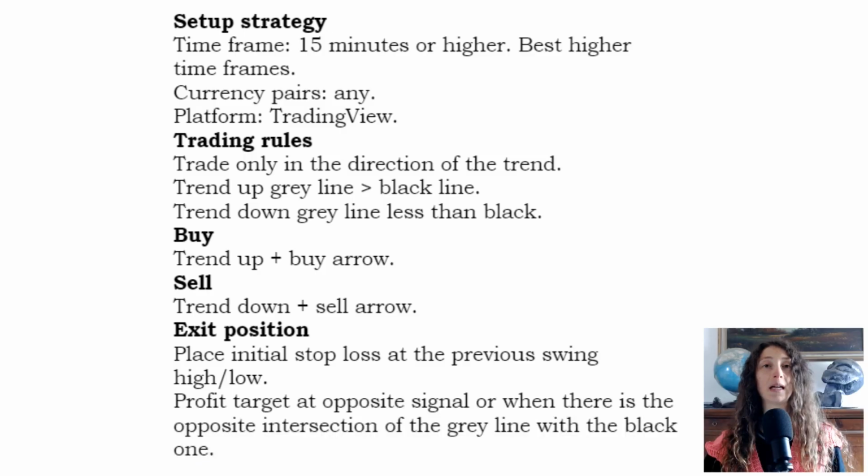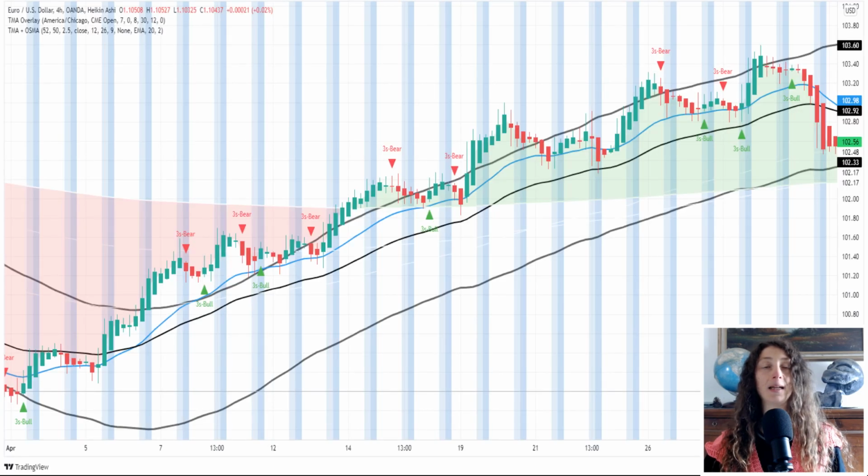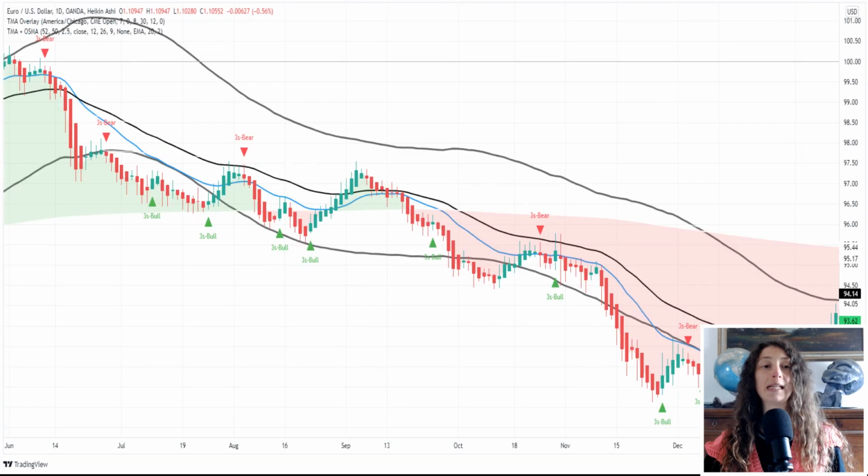Trading rules. Trade only in the direction of the trend. Trend up: gray line greater than the black line. Trend down: gray line less than black. Buy: trend up plus buy arrow. Sell: trend down plus sell arrow.